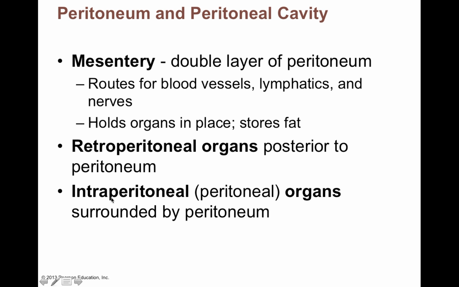Now, we also have intraperitoneal, though. Intra means within, right? So intraperitoneal organs are those that are completely surrounded by peritoneum. An example of this would be your jejunum, your ileum, your spleen, your stomach, your transverse colon. These things are actually surrounded completely by peritoneum.